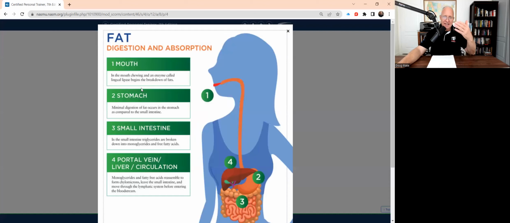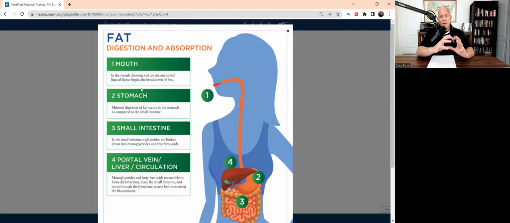Fat digestion, yes, there's a little bit, but I don't get caught up with stuff happening in the mouth with fat. That's the predominant area of digestion for carbohydrates, is in the mouth. Fat, the predominant digestive area for fats, is going to be in the small intestines. Now, does a little bit of enzymatic activity occur in the mouth? Yeah, a tiny bit, but again, it's just not that much. Little to no activity occurs in the stomach for fat digestion.